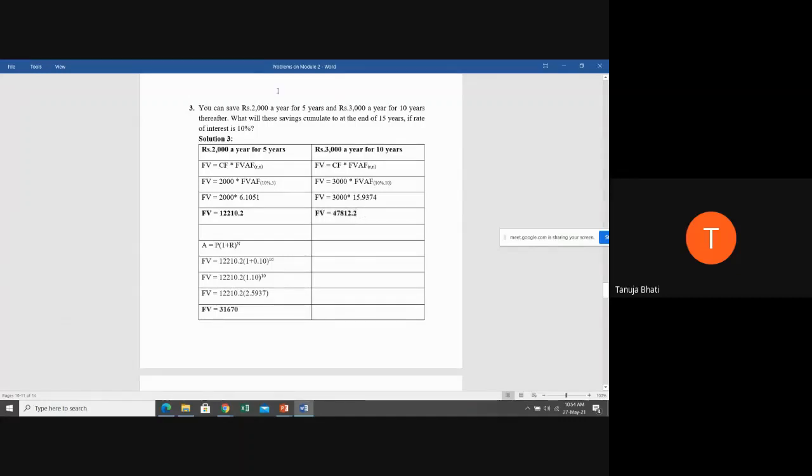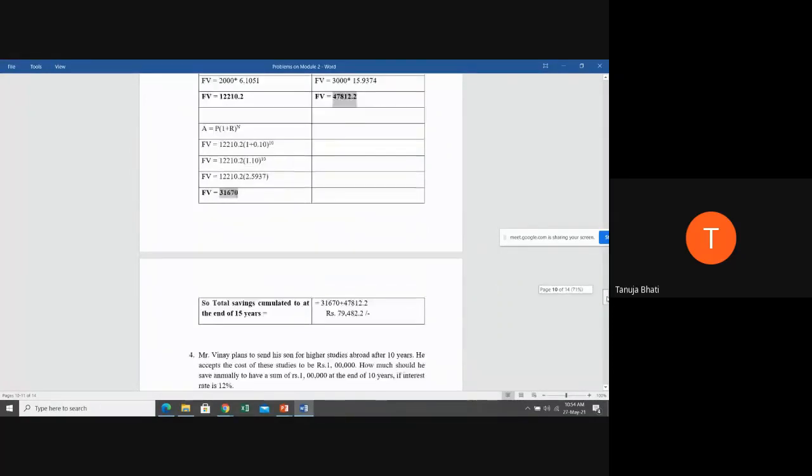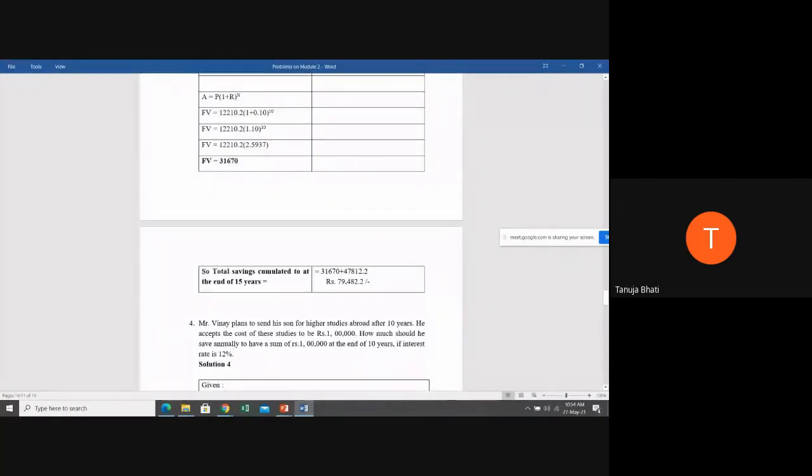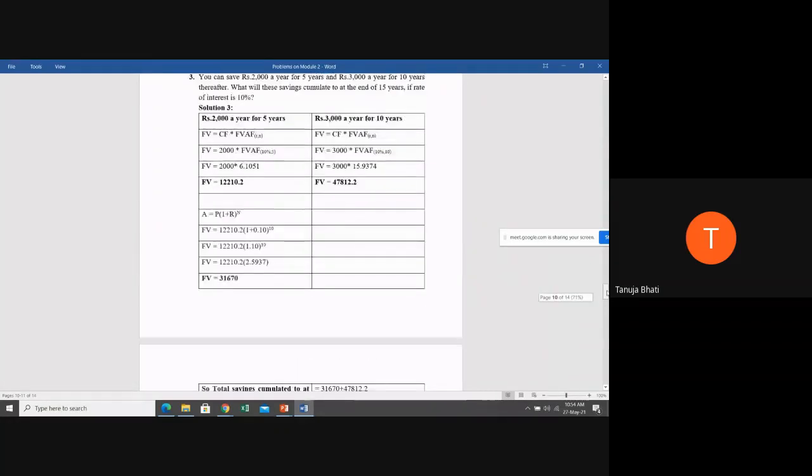So what is the total savings that you're going to accumulate at the end of 15 years? It will be 47,812.2 plus 31,670. So the total savings accumulated at the end of 15 years will be 31,670 plus 47,812.2. So total savings you're going to get at the end of 15 years is 79,482.2. Is this particular problem clear?